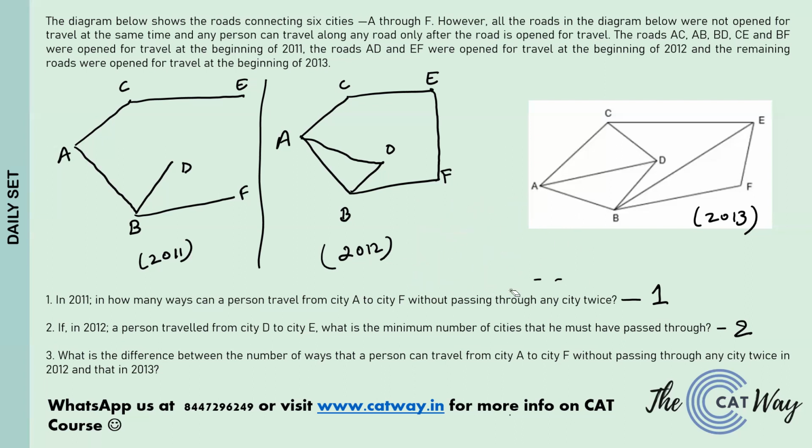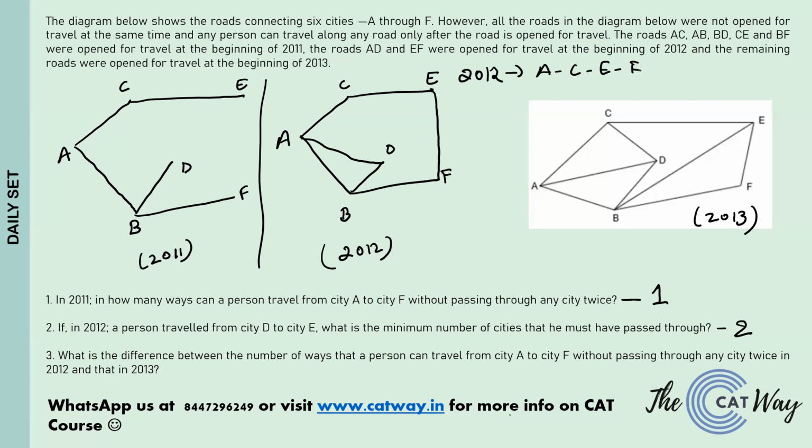Move to the third question now. What is the difference between the number of ways that a person can travel from A to F without passing through any city twice, in 2012 to that in 2013? Talking about 2012, a person has to go from A to F. A person from A can go to C, then he will go to E and then he will go to F.